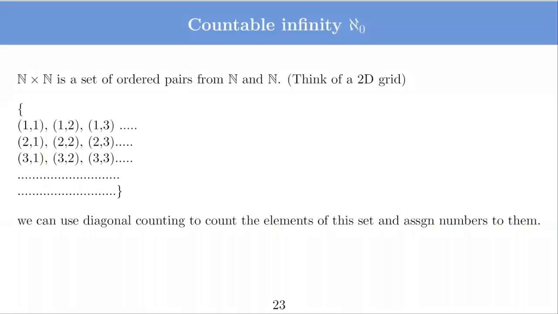Now let's see one more example. What other sets can be countably infinite? So integers are countably infinite, even integers, odd integers, these are. Okay. So another interesting countably infinite set is N cross N, right?